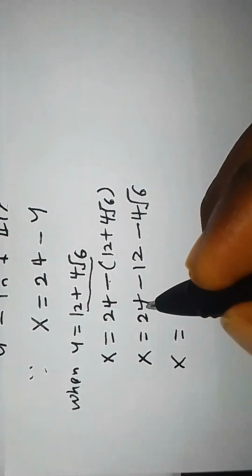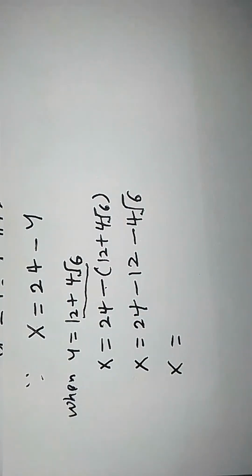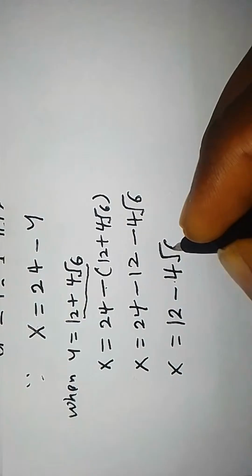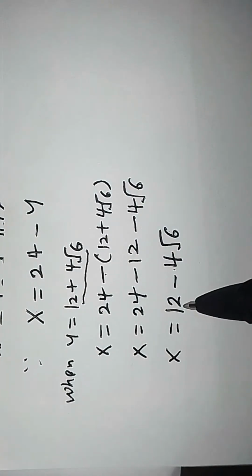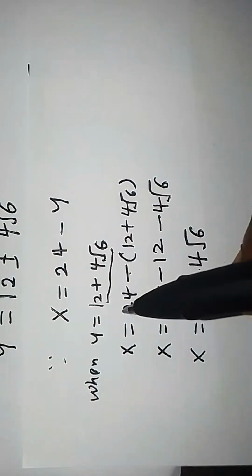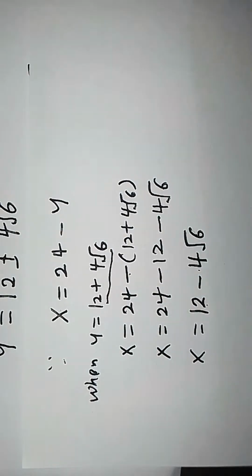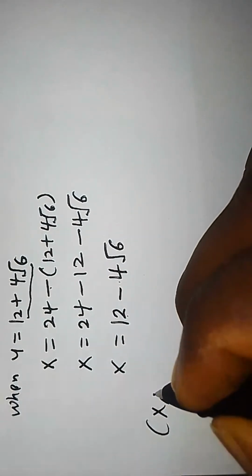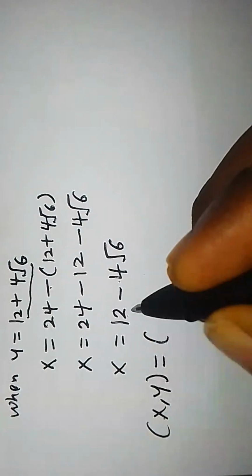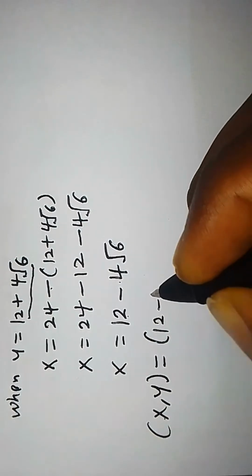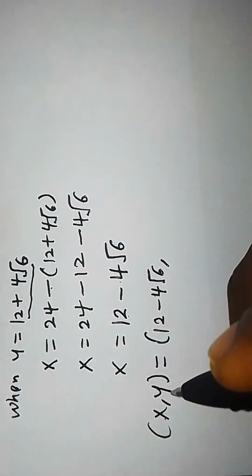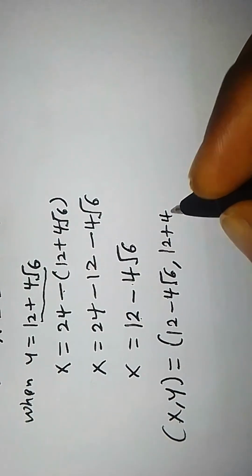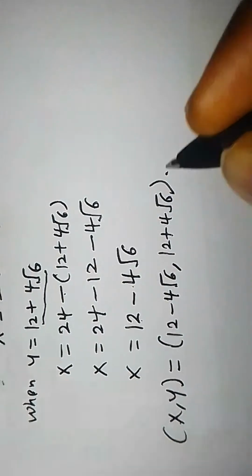x equal to 24 minus 12, that is simply 12 minus 4 root 6. That means when x is 12 minus 4 root 6, the value of y is 12 plus 4 root 6. Let us put that in a mathematical statement. x comma y equal to, x is 12 minus 4 root 6, and y is what? 12 plus 4 root 6. This is the first solution.